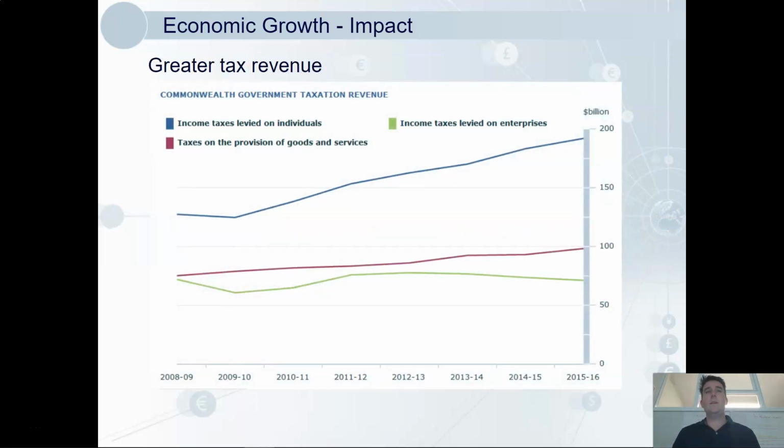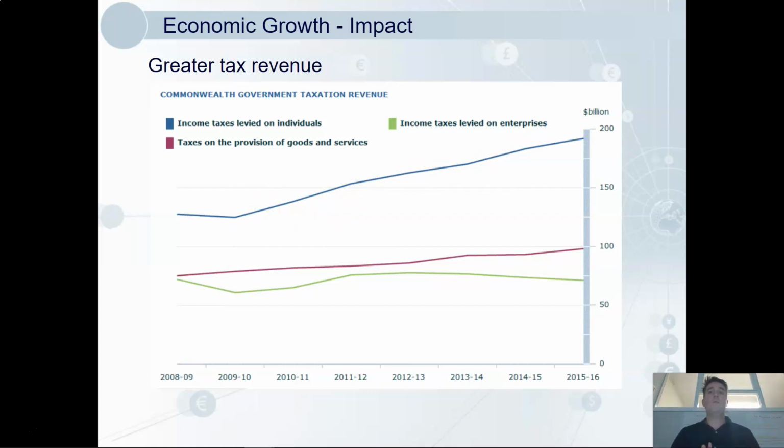Now, we can see in the chart here that growth can lead to increases in tax revenue for the government. You can see what has happened to tax revenues in Australia between 2008 and 2016. During that period, we had continuous economic growth, and we can see what happened to our income taxes. It just kept on going up and up.